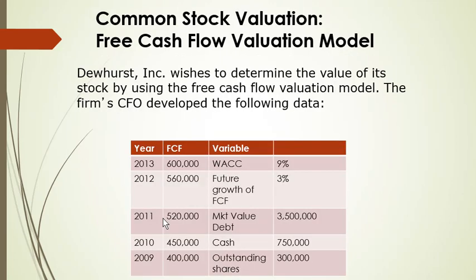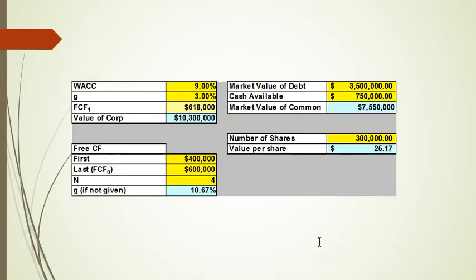So here's an example where we know the company's free cash flows for the last several years. We know their weighted average cost of capital, growth rate of free cash flows. We also need to know how much debt they have, how many outstanding shares they have. And in addition, we also know what the cash value is, or how much cash they have in their checking account. So when you plug these numbers in, we end up with a value of the company.